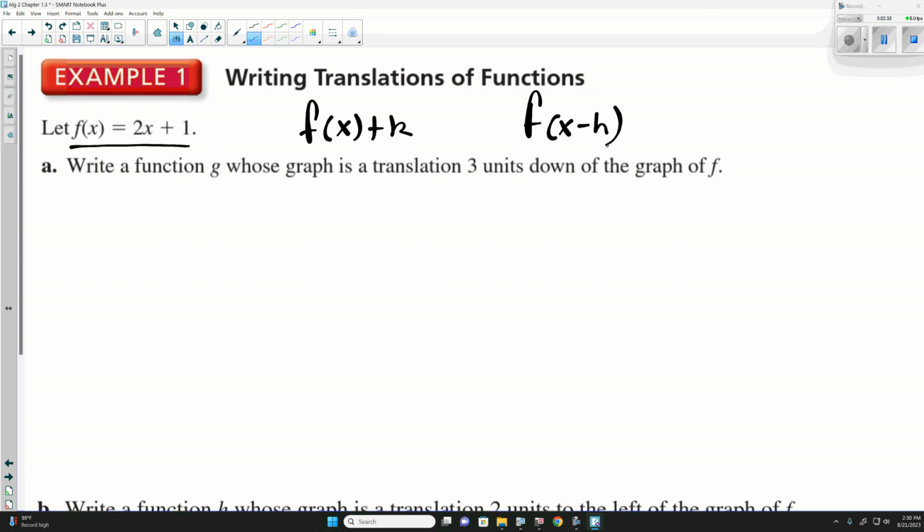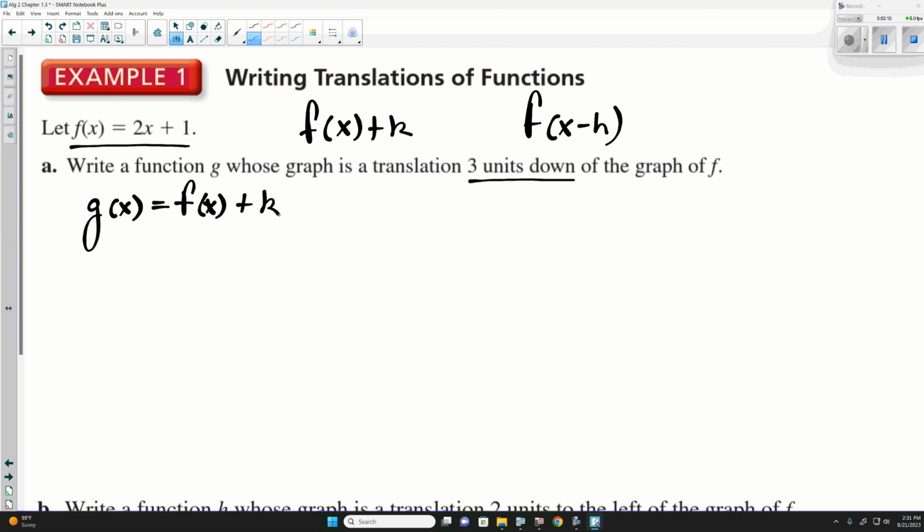So looking at this first one here, we want to write a function g, whose graph is a translation 3 units down of the graph of f. So would we use the equation with h or the equation with k? Because we're going down, it's k. So we're going to use f of x plus k, because f of x plus k is our translation up or down. And we're going to move it the amount that is given to us, and we'll define by k.